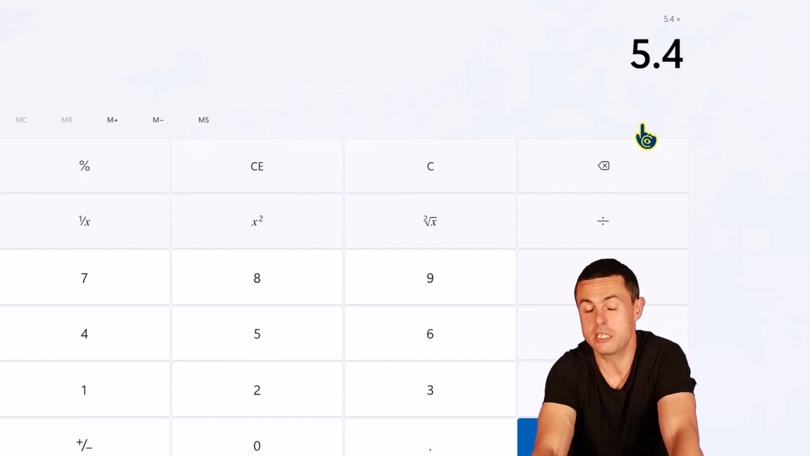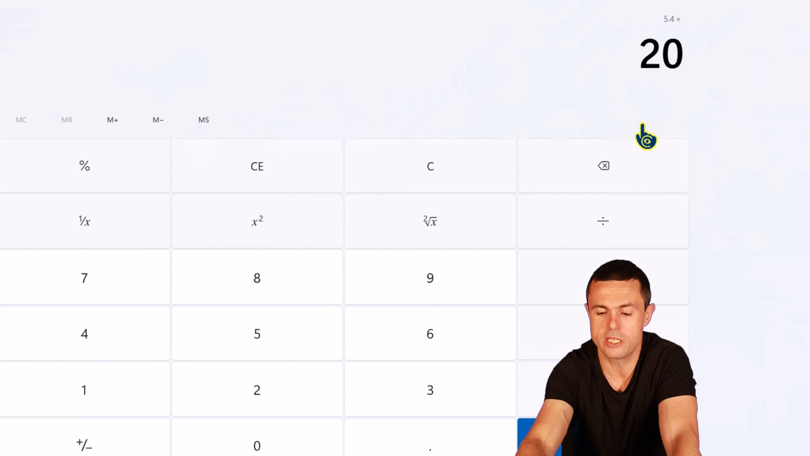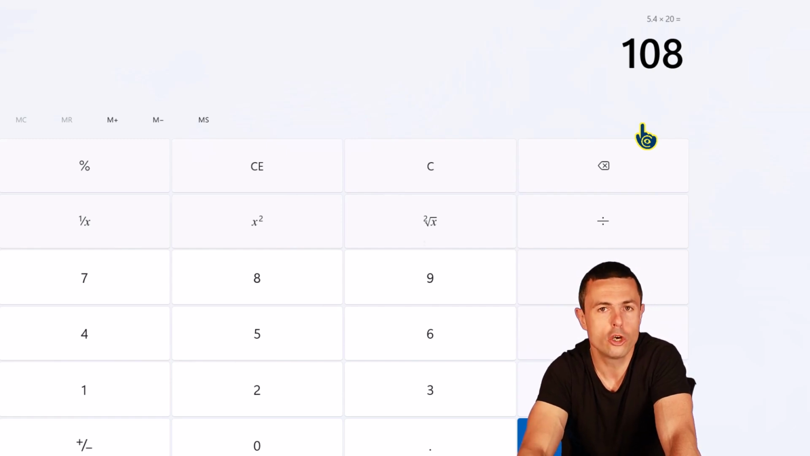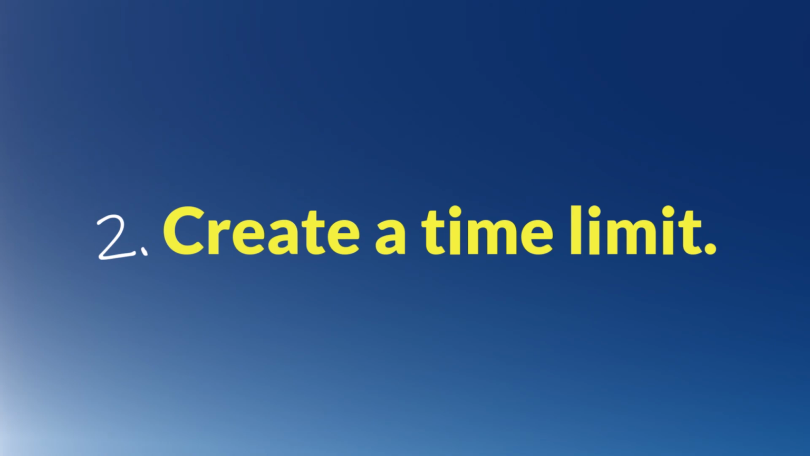Okay, this is a 20-mark question. So we multiply 5.4, the number of minutes for each mark, by 20, and that gives us 108 minutes. So we have 108 minutes to follow all of the following steps, which is going to be something along the lines of: read the question thoroughly, read the scenario, find your answers, draft your answer, write your answer. 108 minutes. You've got nearly 2 hours. So what we need to do at this point is create a time limit.